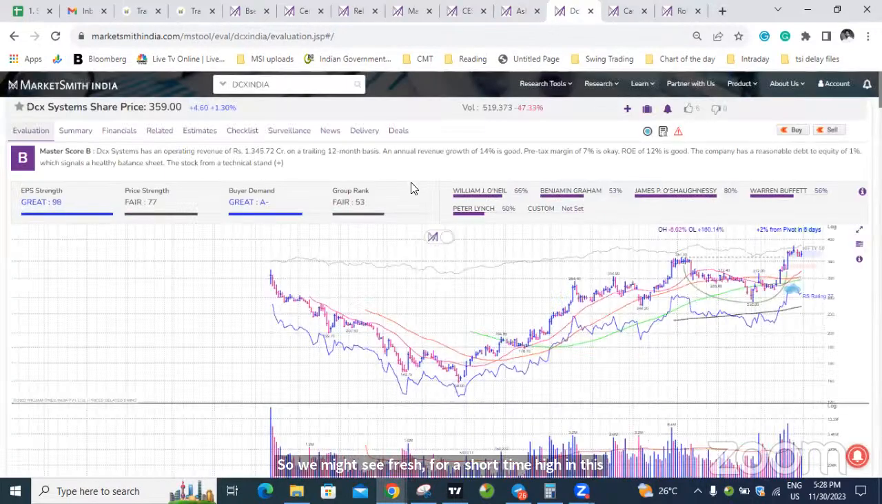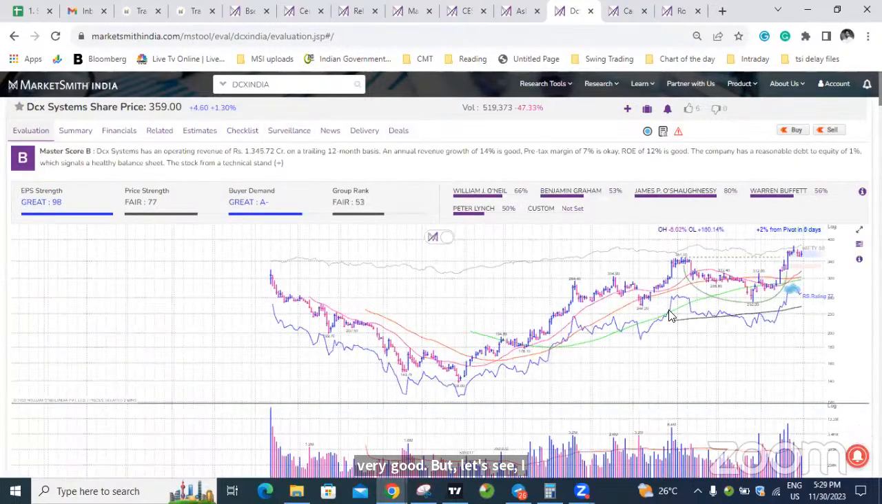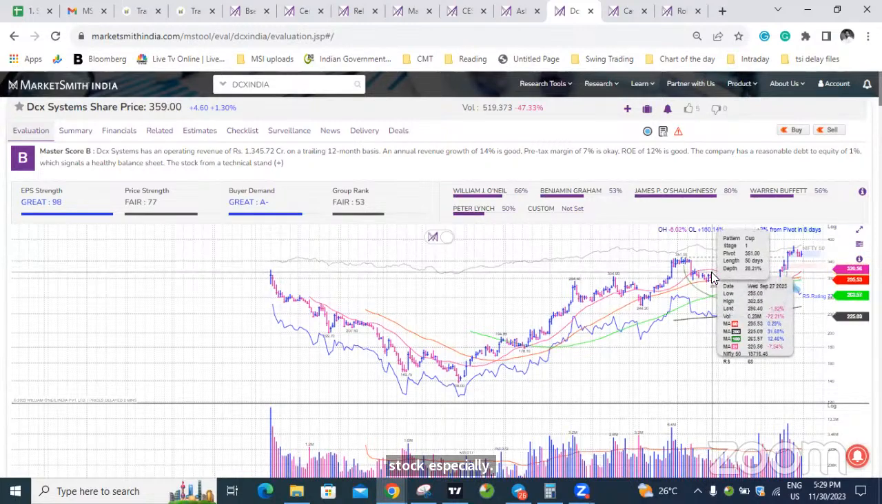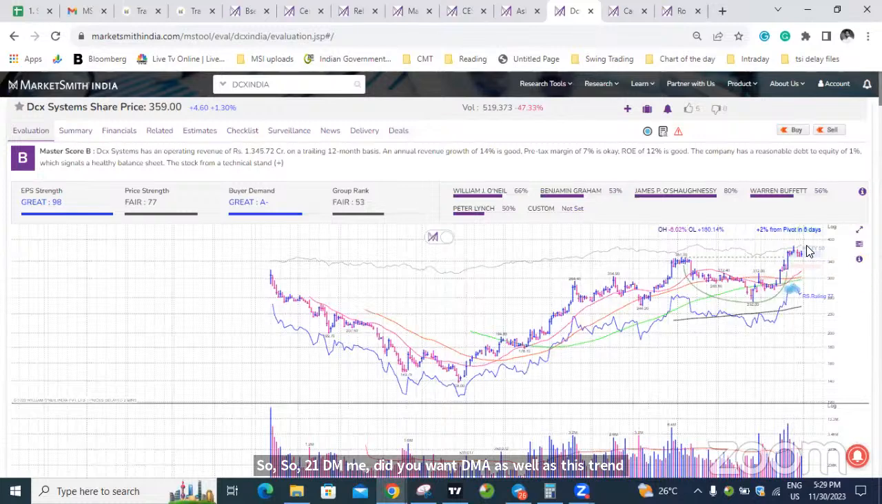And next one is DCX Systems. Recently it has given a breakout, and currently it's trading in the pivot range. So one can look at this particular stock, fundamentally very good. But I think this stock is in the ASM list. So choose your stop loss very wisely in this particular stock. You can take the 21 DMA as well as this trend line as a stop loss, ride this trend, and watch thoroughly as the stock is in the ASM list.